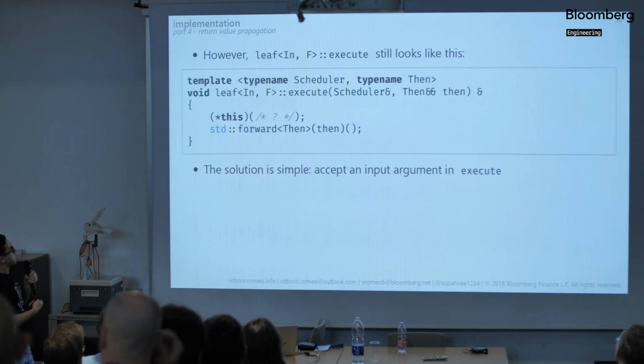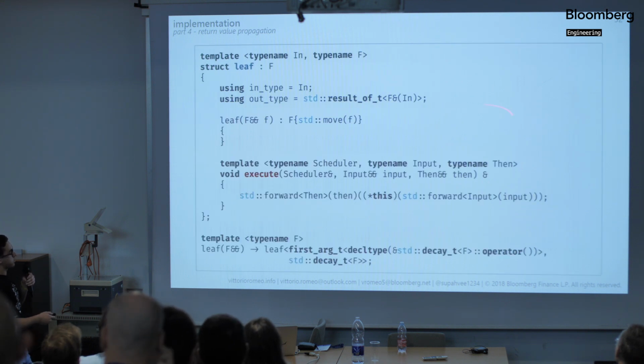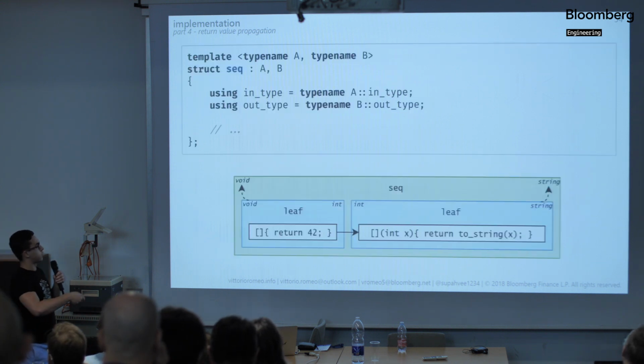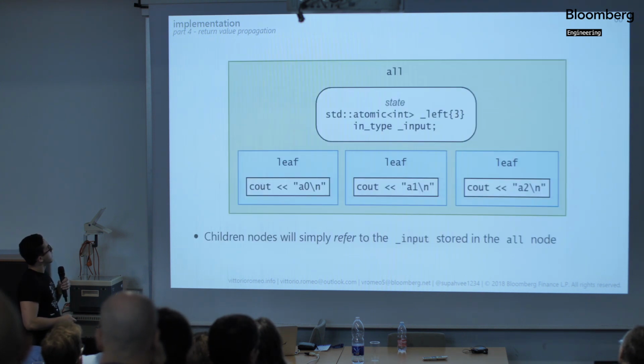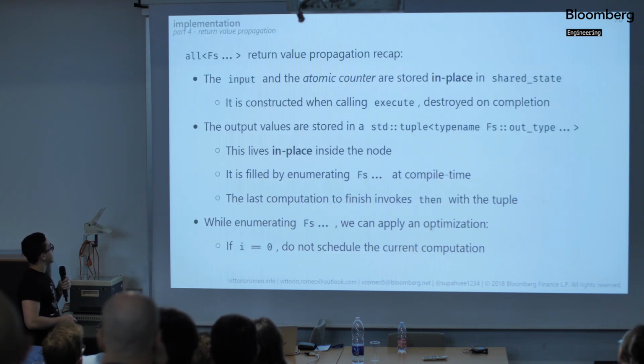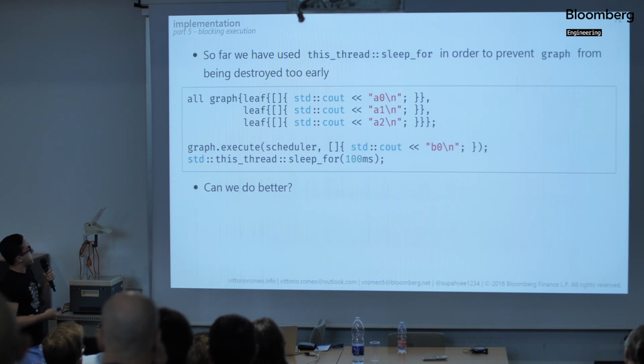But the next thing to do is propagate the return values, which changes how this works a little bit. We have this new input parameter on execute methods, and we pass it forward on every node. Yeah, it's not simple.